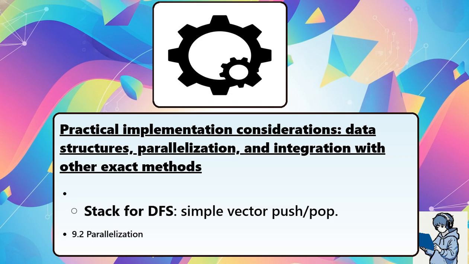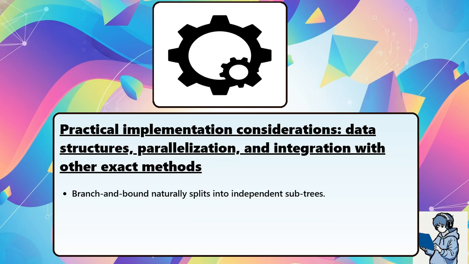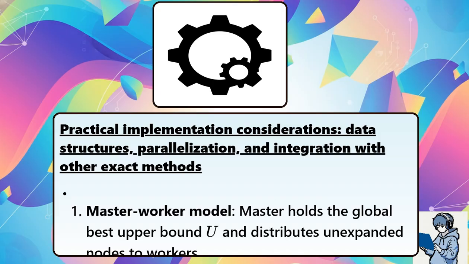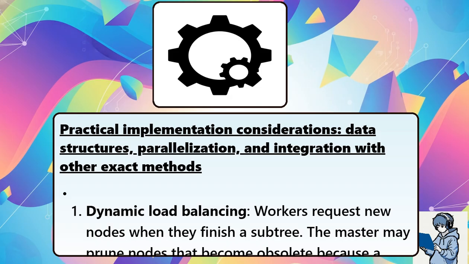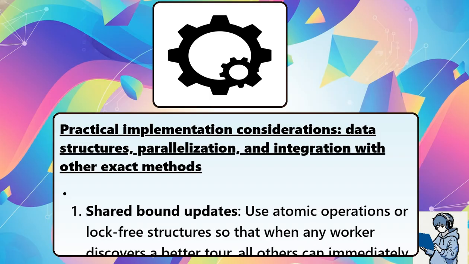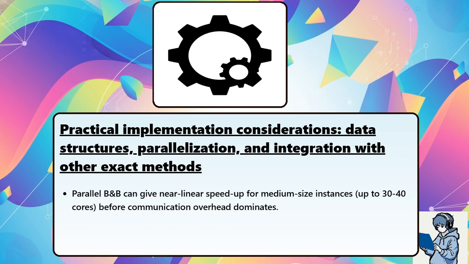9.2 Parallelization. Branch and bound naturally splits into independent subtrees. Master worker model: the master holds the global best upper bound U and distributes unexpanded nodes to workers. Dynamic load balancing: workers request new nodes when they finish a subtree. The master may prune nodes that become obsolete because a better U was found. Shared bound updates: use atomic operations or lock-free structures, so that when any worker discovers a better tour, all others can immediately prune. Parallel B and B can give near linear speedup for medium-size instances, up to 30 to 40 cores before communication overhead dominates.